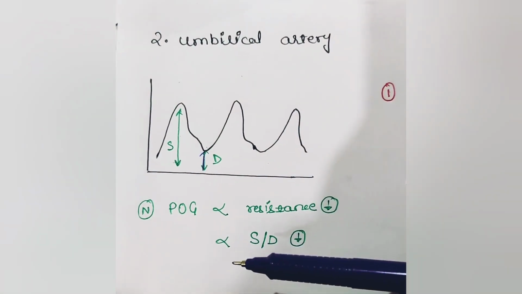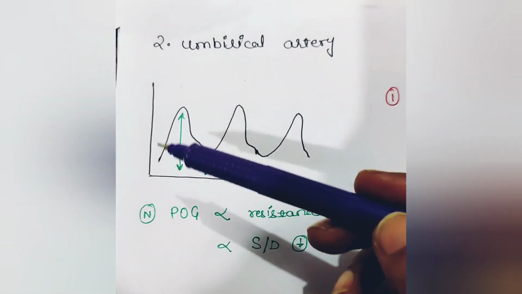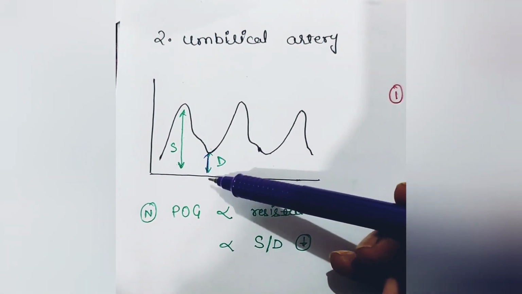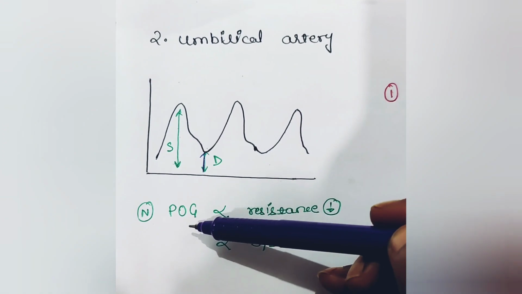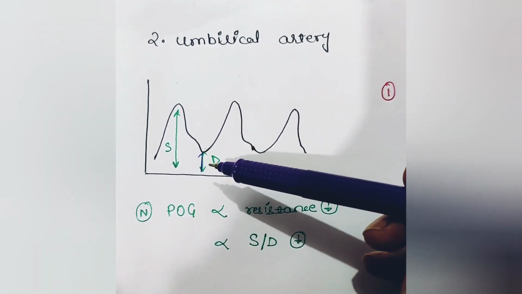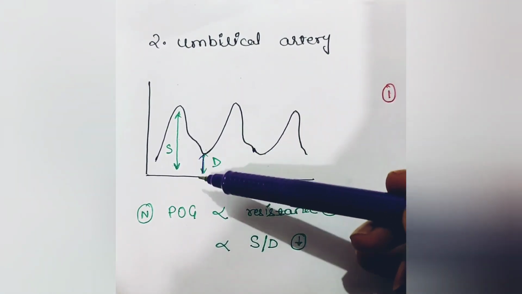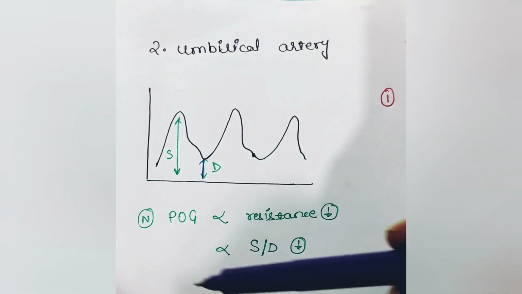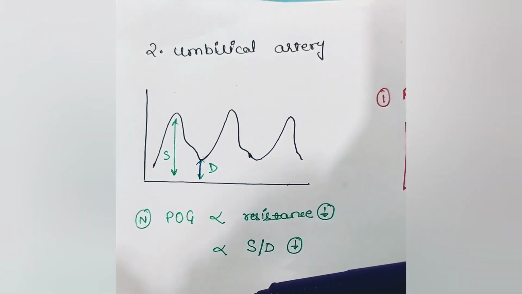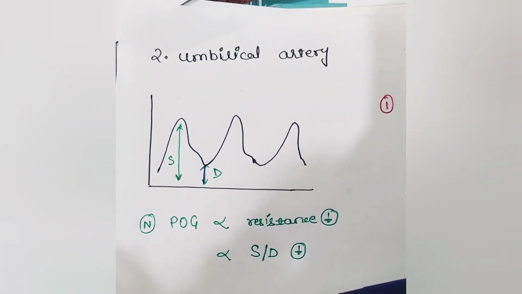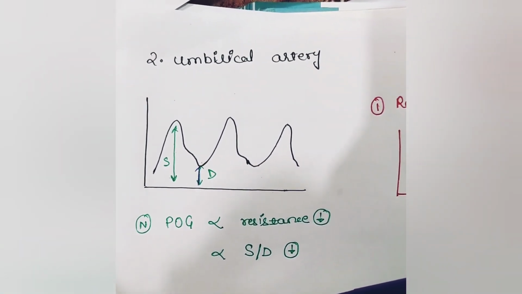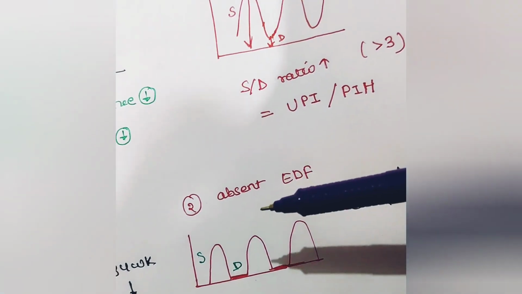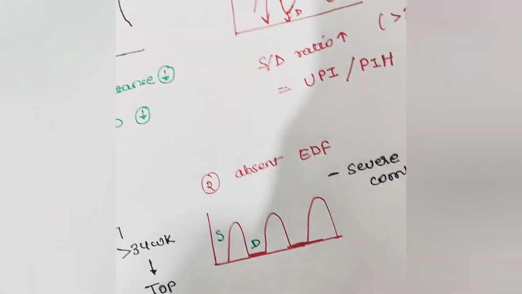So this is normal umbilical artery Doppler. There is forward flow in umbilical artery. This is systolic component, this is diastolic component, and as period of gestation advances, the resistance in the vessels decreases and the blood flowing in diastole increases and the systolic by diastolic ratio decreases. So this is normal umbilical artery Doppler, but there can be abnormal flow patterns. So there are three types of abnormal flow patterns: reduced end-diastolic flow, absent end-diastolic flow, and reversed end-diastolic flow.